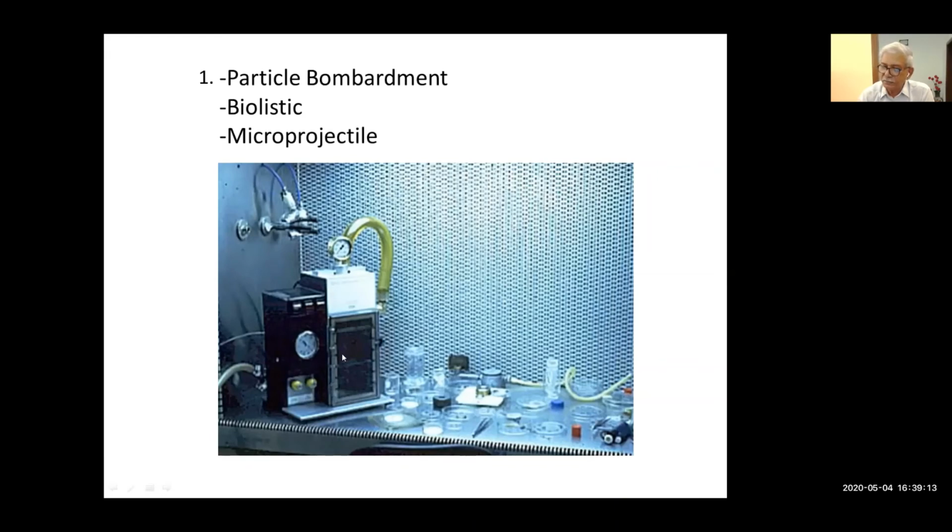This is a very simple machine, having two gauges, a chamber in it, and two knobs, one for regulating the pressure, the other one, you just hit the knob to give the gas blast. And you can see some pipes here, which are coming out of this machine, and I will tell you that these are all the other accessories which are required for transformation purposes.